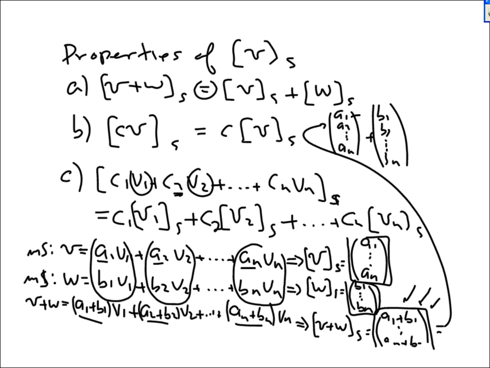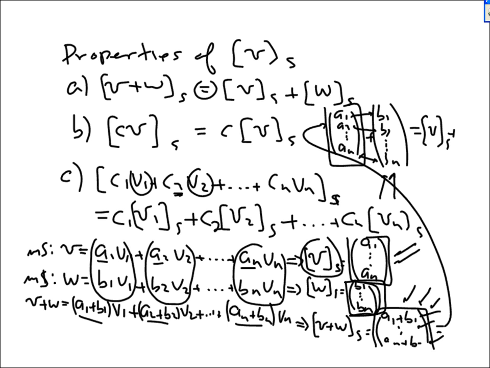Remember, to add these two vectors, first you add the first components, and you get a1 plus b1. Then you add the second components, and you get a2 plus b2. Eventually, you add the last components. You get an plus bn. But here's where it all comes together. This first vector right there is v in brackets sub s, plus this second vector b1 through bn, which is right here. It equals w in brackets sub s. So yes, they do match.